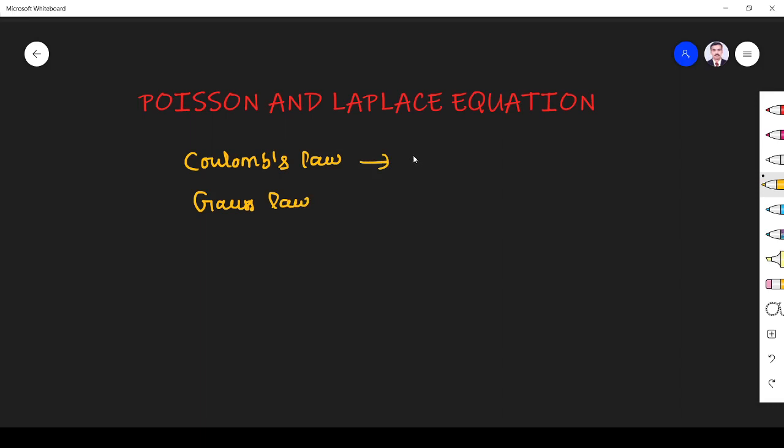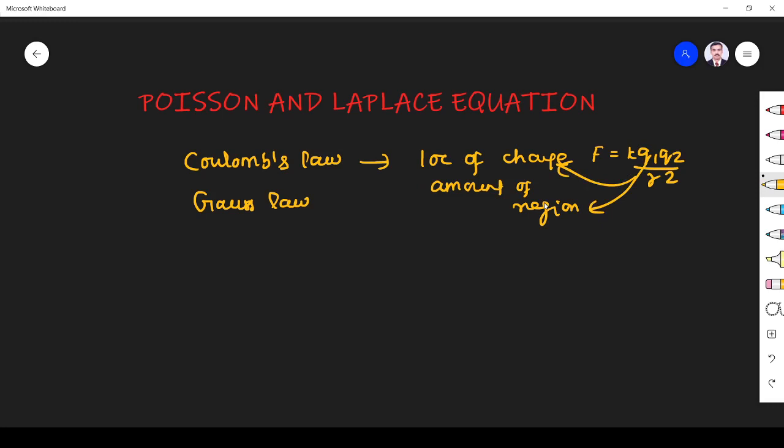So we cannot use Coulomb's law if we don't know the location of the charge, because F is directly proportional to Q1 Q2 by R squared. R is the distance between the two charges. So if we don't know the location, we cannot have R, right? In that case, Coulomb's law fails. Moreover, the amount of charge is also not known in real time in a particular region, right? These two constraints make Coulomb's law not useful at every place, right? So the location of charge and the amount of charge are the main constraints when we use Coulomb's law to find the electric field.